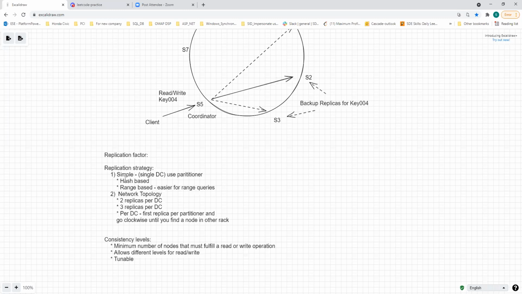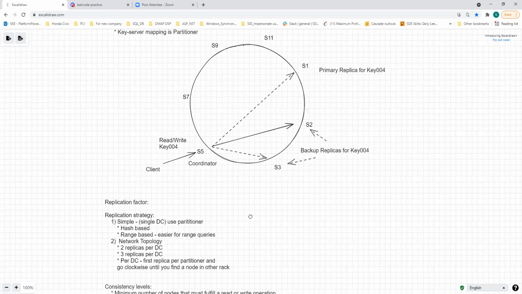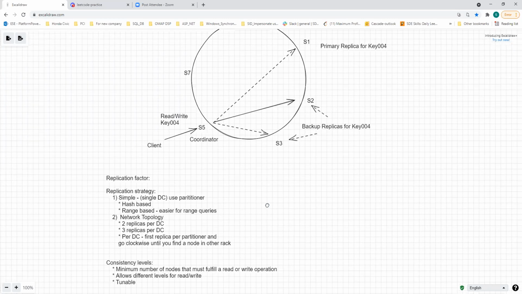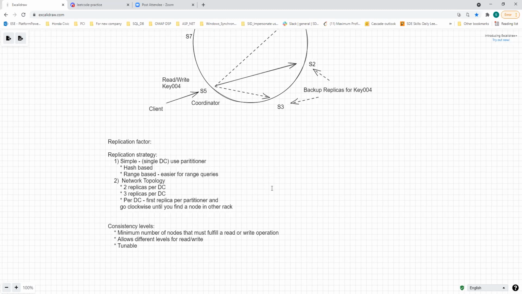But there is one more in the simple strategy, called range based, and I think it's called byte ordering. So whenever we get a key, instead of dividing the ranges by the hash, they are actually divided by the range of the key values. So the key values are not hashed, but based on that they are stored, and it is easier for range queries. So that is one more option in the simple strategy. That was one thing I came across.